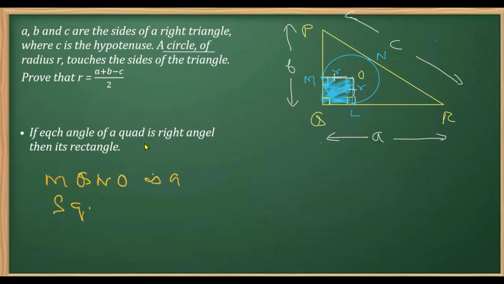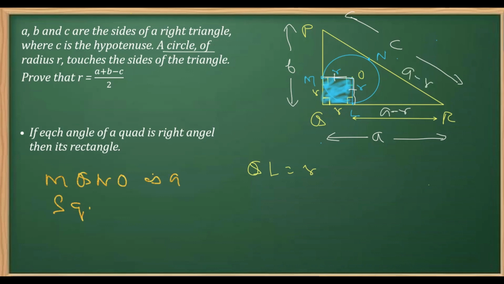Now, if it is a square, then all its sides will be equal, and I can write this as R here. I can write the length of QL as R. Now check, if I have to get the length of this, it should be A minus R, right? This is A minus R. And we know that tangents from the same exterior point are equal. So even this will come as A minus R.